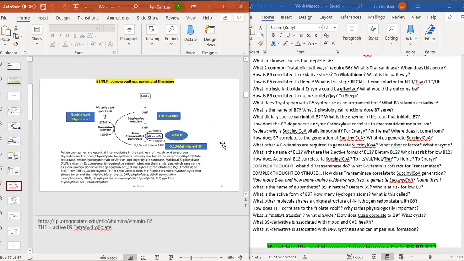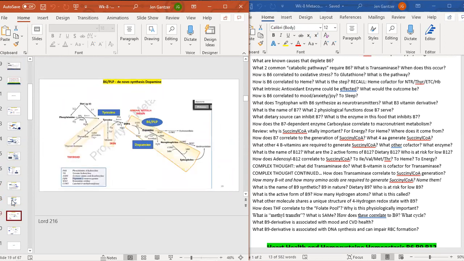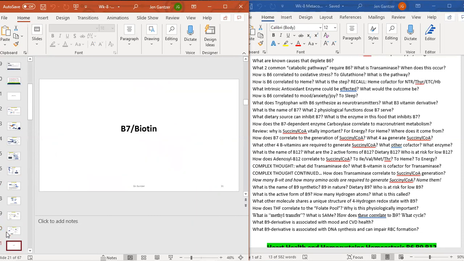And then here is, we'll look at this for thymidine. This is your 5,10. So B6 is responsible to help us make the nucleic acid thymidine. We learned that going forward. And then here is another picture for your tryptophan and showing us that tryptophan is the amino acid that can give us the nicotinamide NAD reducing agent, de novo synthesis, if we have sufficient levels of B6. And then here is the synthesis of dopamine requiring B6. And then here is your carnitine. I told you you're not responsible for yet at this week.